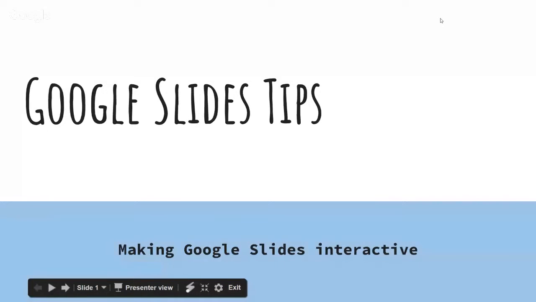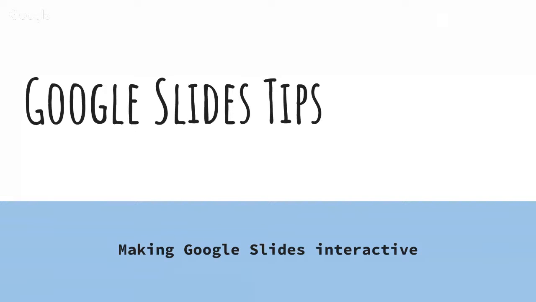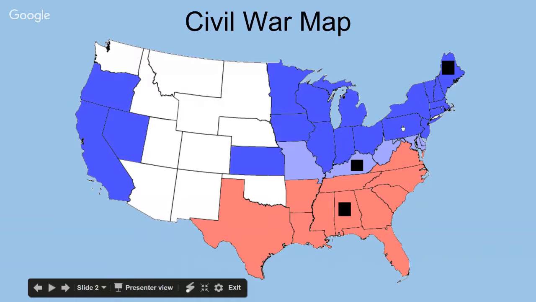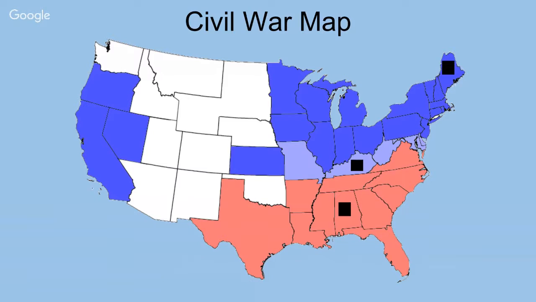Here's a Google slide that I have created. I'm going to go through the slideshow real quick to show you some of the ways I've made it a little more interactive. First thing I have here is a Civil War map. I went in, I inserted this map from an image. If you do not know how to do that, I have a Google Slides tutorial video that you can find in my YouTube channel. So let's just go through this as if I was teaching my class.